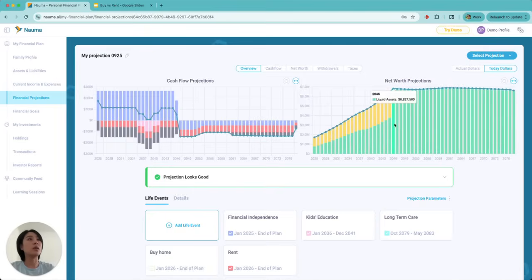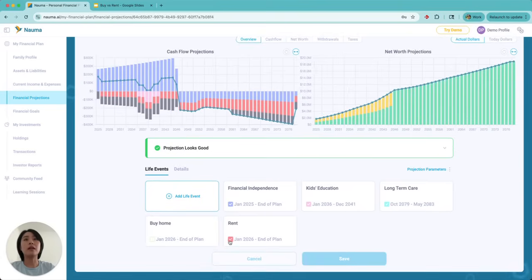One thing I want to point out is that you see all green bars. This green bar is liquid asset. Because we're not buying real estate, everything ends up liquid. The non-liquid portion before 2044 is their retirement account. The 401k only becomes available when they turn 59 and a half. So around 2046, everything is liquid.